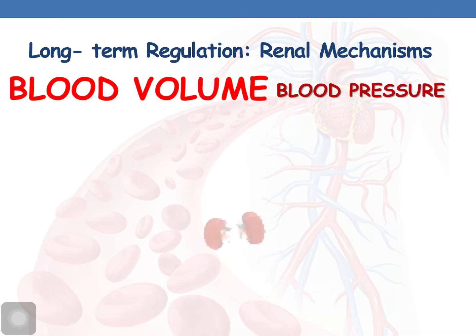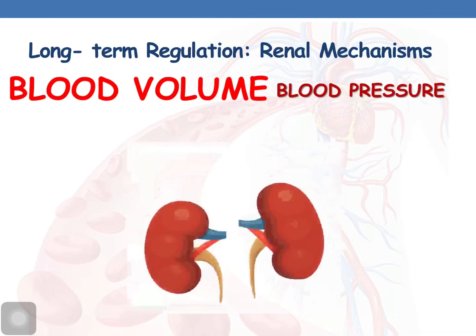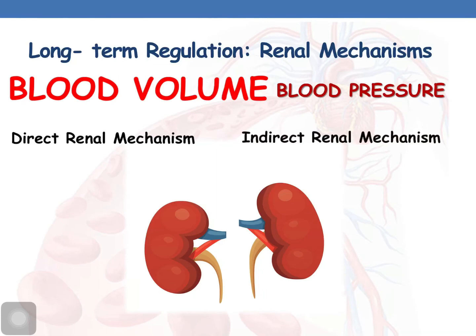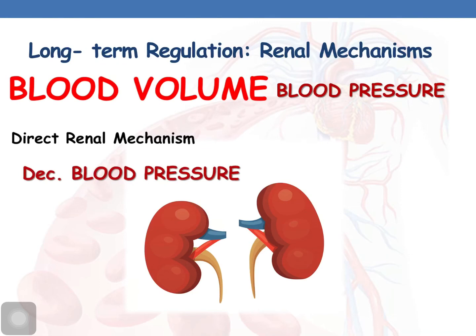So, how do the kidneys regulate blood pressure in the long term? The kidneys act both directly and indirectly to regulate arterial pressure and provide major long-term mechanisms of blood pressure control. Let's focus first on the direct renal mechanism. The direct renal mechanisms alter blood volume independently of hormones.